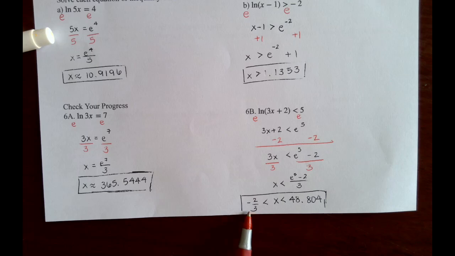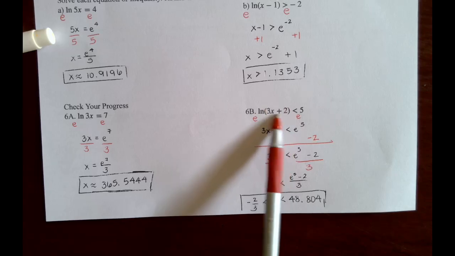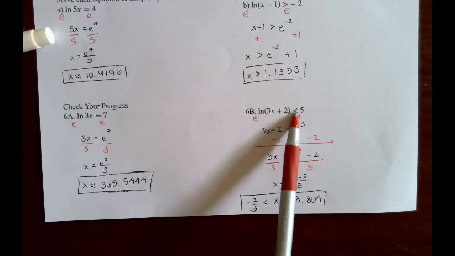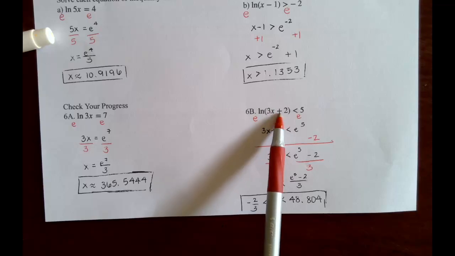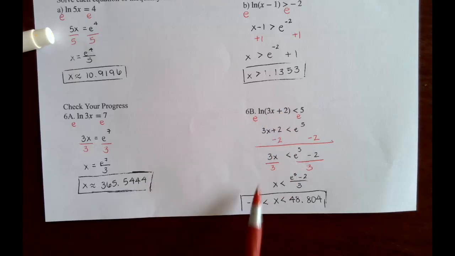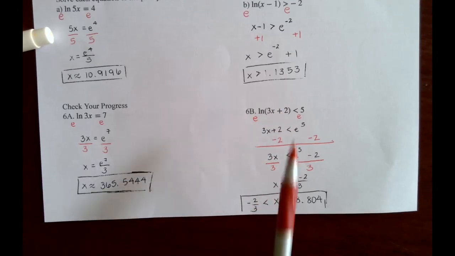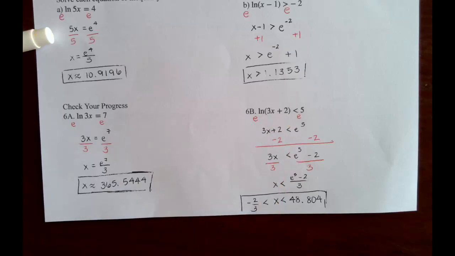Where did the -2/3 come from? If x is smaller than this, what I need to worry about is that when x gets too small, this will become negative. So I need to make sure that this is greater than 0, which means that x would have to be bigger than -2/3, because -2/3 would make it 0. And so that's why it's like that.